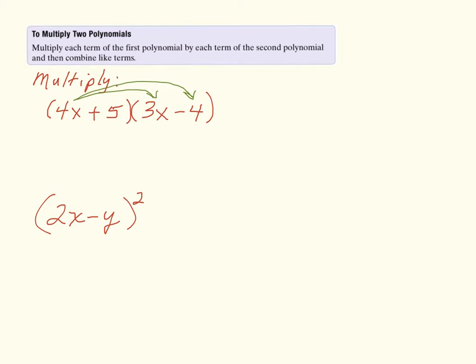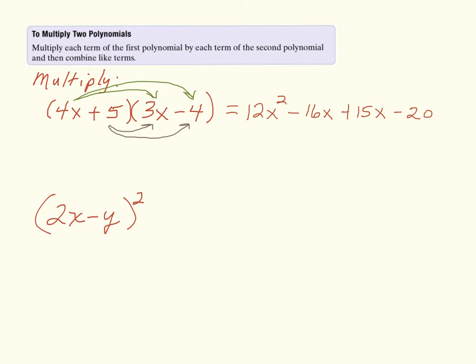And then we'll say 5 times 3x and 5 times negative 4. Okay? So everything's being multiplied. 4x times 3x gives us 12x squared. 4x times negative 4 is minus 16x. 5 times 3x is 15x. 5 times negative 4 is minus 20.